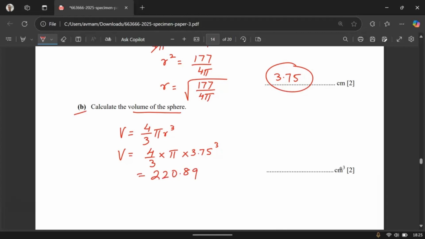Let us round this to 3 significant figures. First, second, and third. The following digit is 8, so you add 1 over there, so that's 221 cubic centimeters.